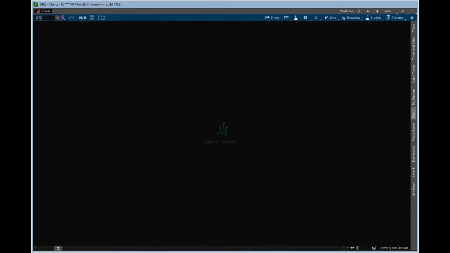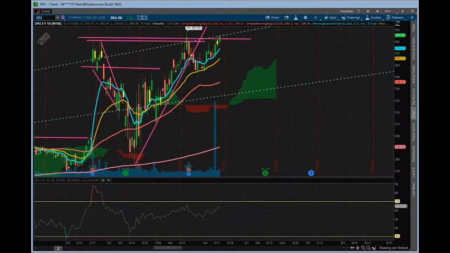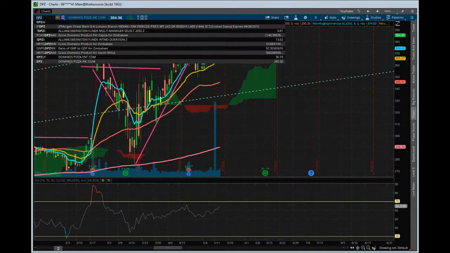ZEK, the DPZ, the Domino's Pizza. Boom. Inside day up today. Nice increased volume. Closed over a lot of those key levels. Looks like it really wants to get at the all-time high. It's right at that fib fan level right there. So let's see if we get some follow through to the upside on that one. That's going on the bullish radar for tomorrow. I love it. So nice stuff on the pizza stock.